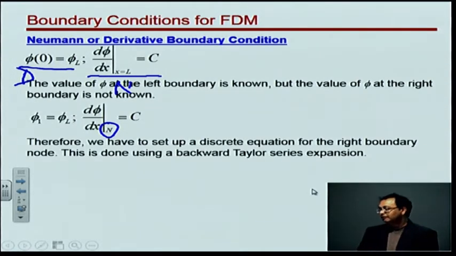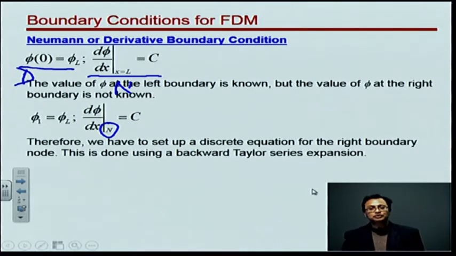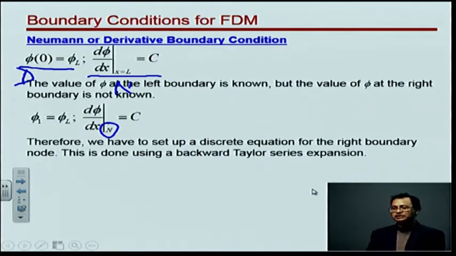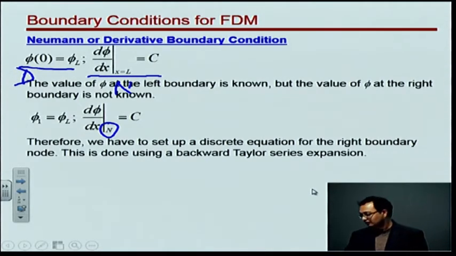So now what we have to do is, obviously we can't use that differential form directly in our matrix. Same idea. Just as you couldn't use d square phi/dx square equal to s phi, the computer doesn't understand that. Same idea here. The computer wouldn't understand that derivative boundary condition. You have to convert it to an algebraic equation before you can use it. So how is that done? That is done using a backward Taylor series expansion.